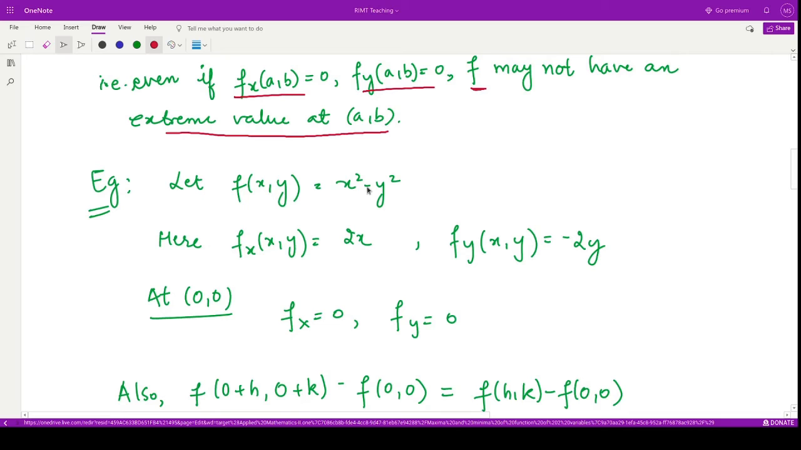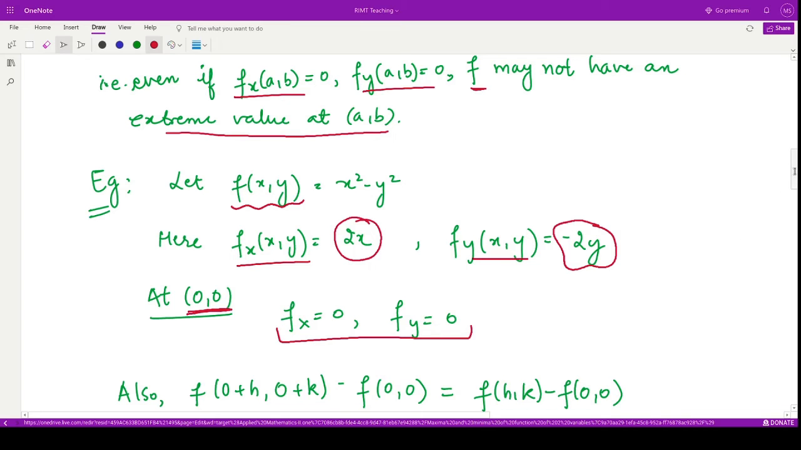The example is f equal to x square minus y square. If you take the partial derivative of f with respect to x, it would be 2x, because y would act as a constant. And the partial derivative with respect to y would be minus 2y. Now if you evaluate these two derivatives at the point 0, 0, you will have both of them equal to 0.